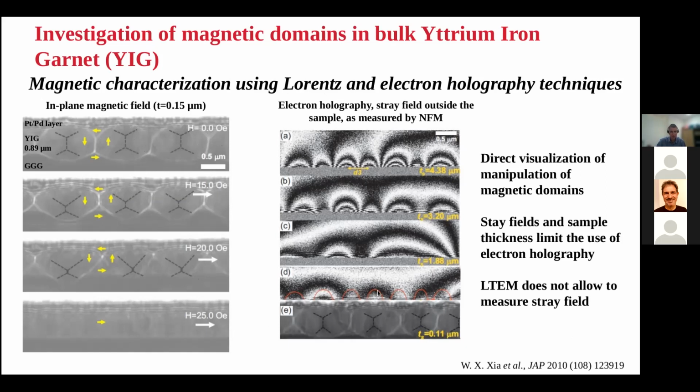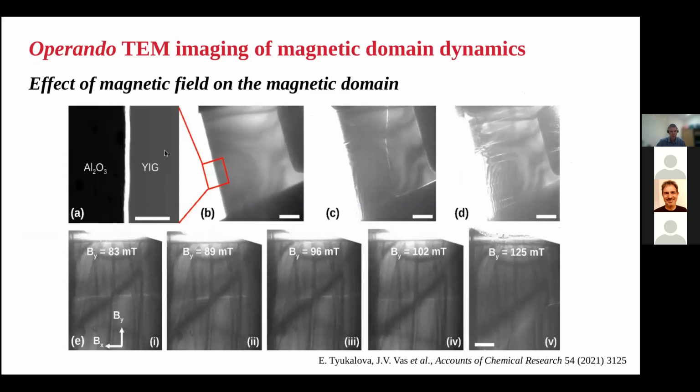And they have also been able to measure the fringing field outside of the specimen for different sample thicknesses. So they have shown that we can measure the magnetic domains, the magnetic response of the specimen, by using TEM techniques. Well, it was known before, but they have shown that it was possible on YAG. So we want to do something similar.